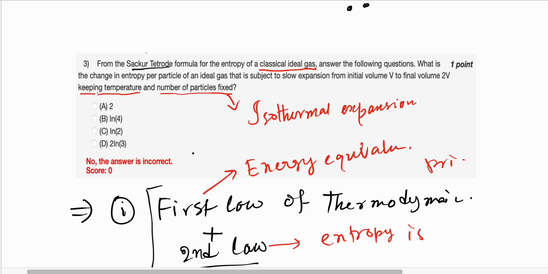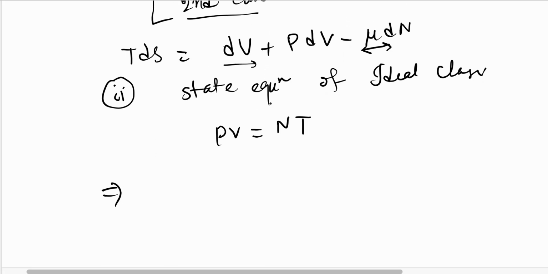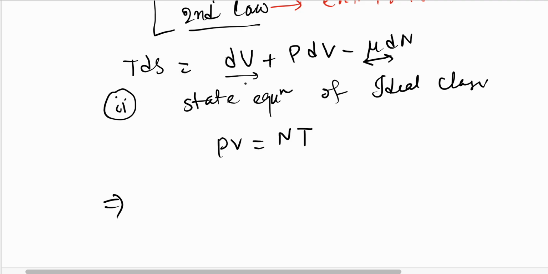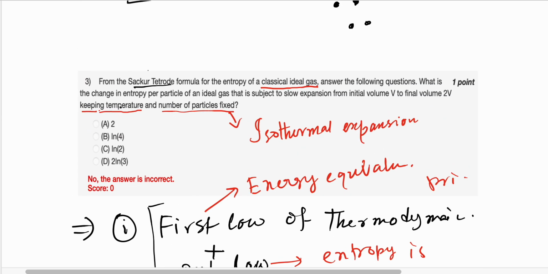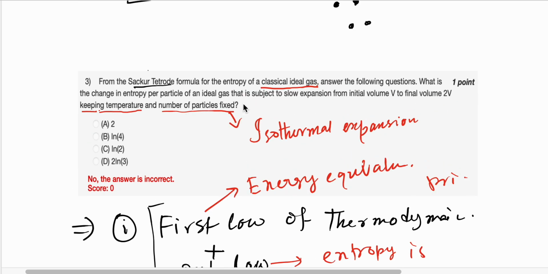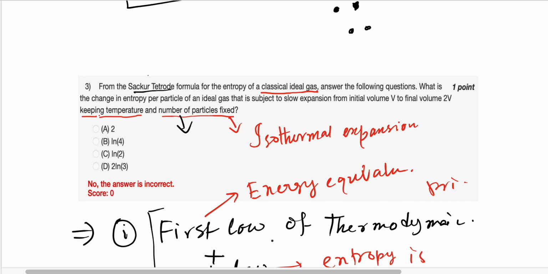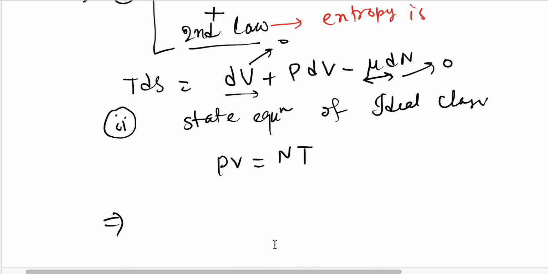Now, as the question asks, the temperature is fixed and the particle number is fixed. That means dN is fixed and dU is fixed, since the temperature is constant, so internal energy is constant. Suppose the number of particles is not fixed, then you don't know the formula, so you have to use these two formulas to get to it.